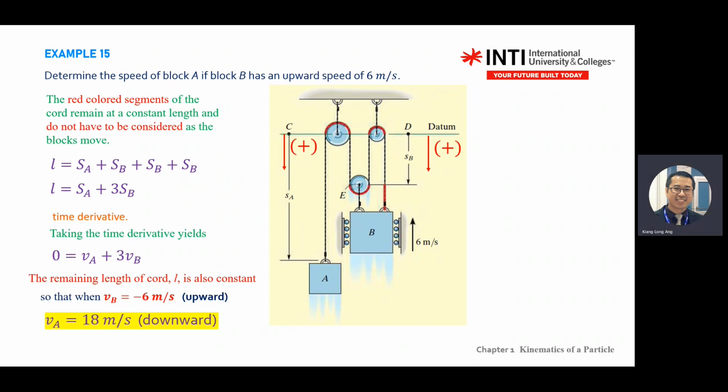So just be careful on the positive negative sign. Right? Although the question didn't tell you positive negative, be careful on the datum. Although the diagram B here gives you positive, look at the datum. Datum positive goes down, but this one goes up, so you get a negative sign.